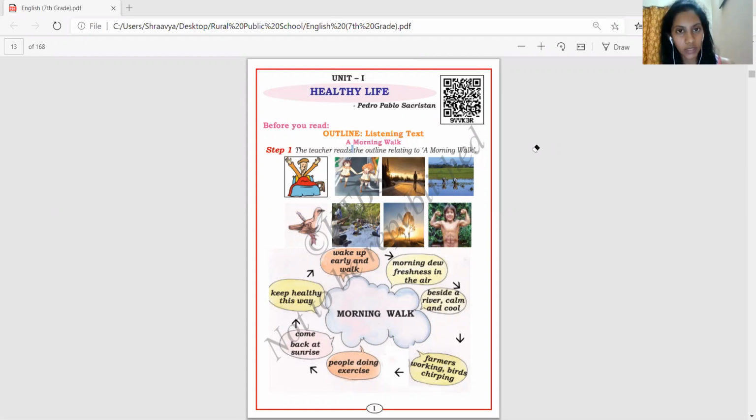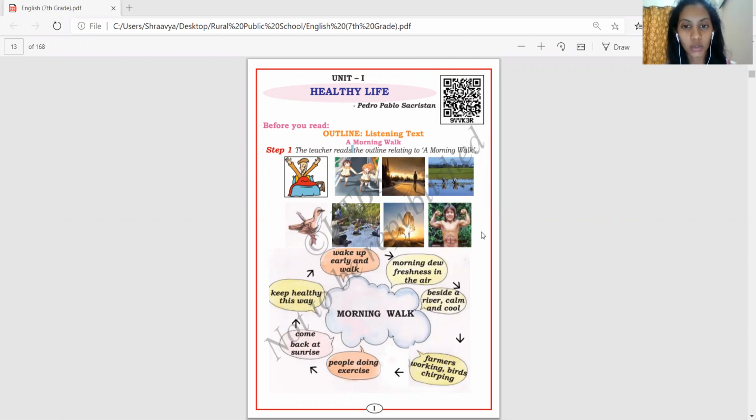We will start off today with Unit 1, which has the theme of health, and Unit 1 is Healthy Life. So, what we will follow throughout our units is I will read each of the lines for you so that we know how each of the words are pronounced, and as we go on, I will also explain the meanings to you. So let's start off with Unit 1, which is written by Pedro Pablo Sacristan.